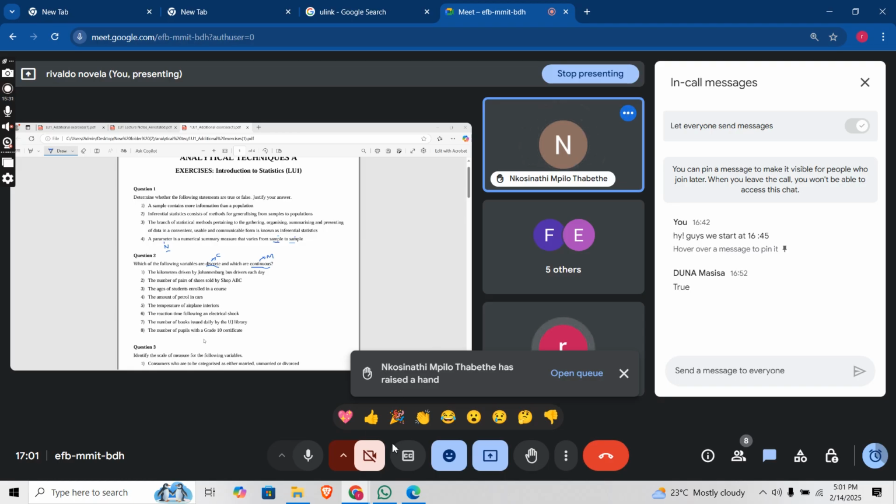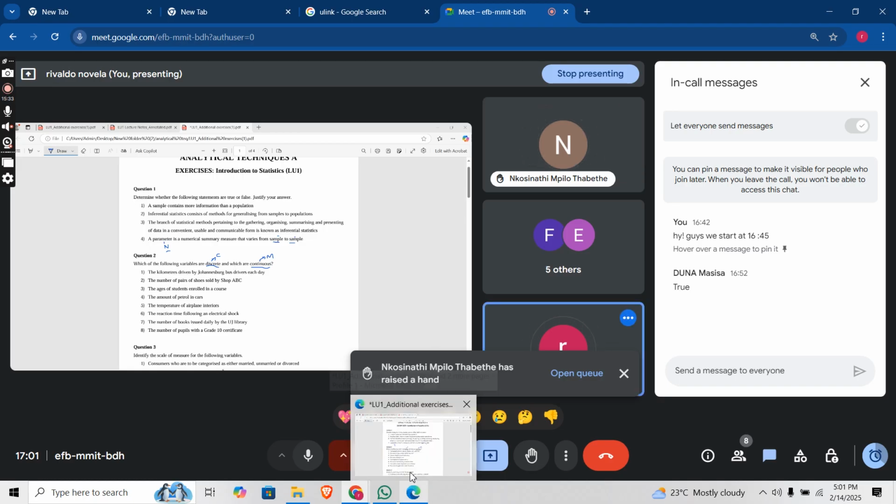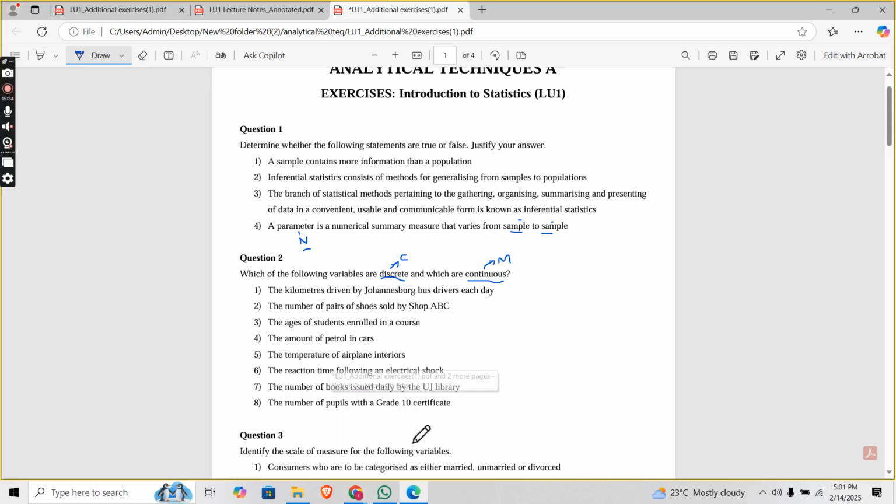It's continuous, 100%. Why is it continuous? It's because we measure kilometers, we do not count them. So it's continuous, because we do not count kilometers, but we measure them.